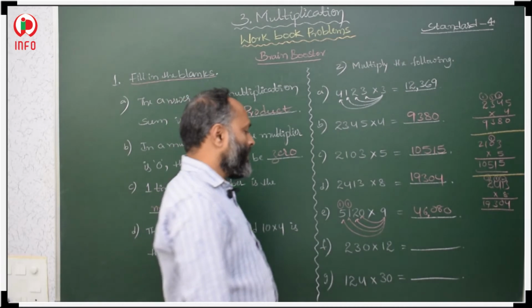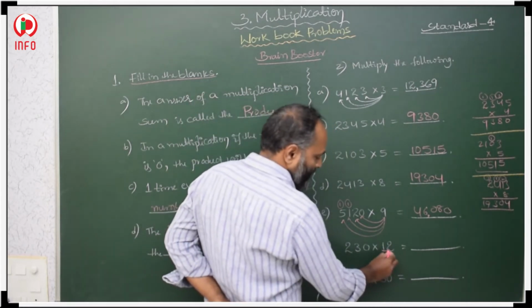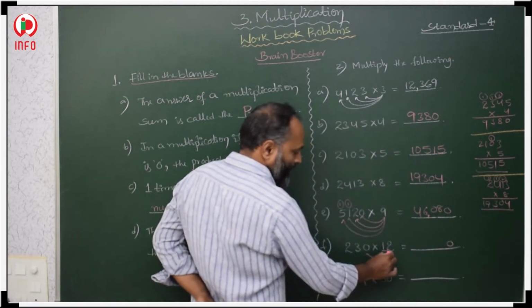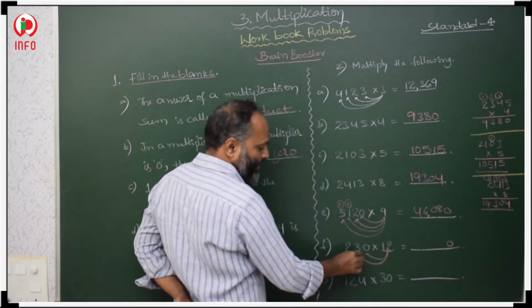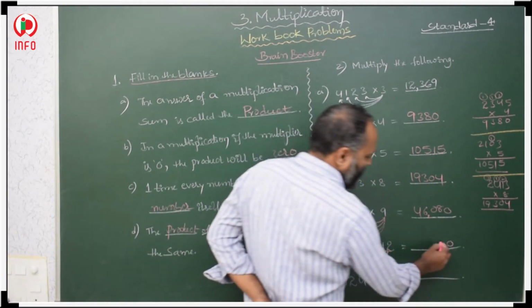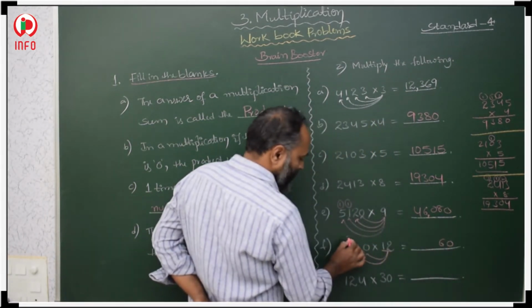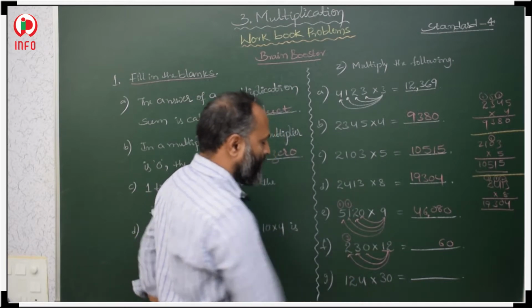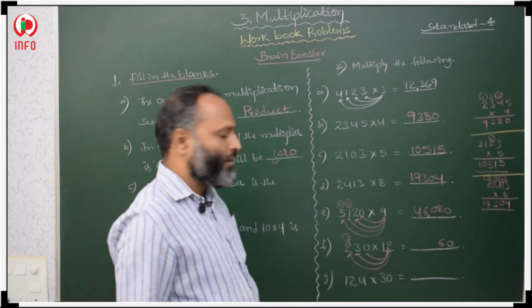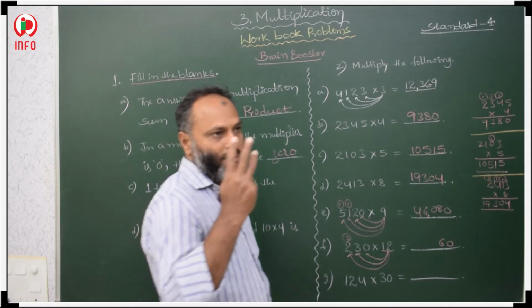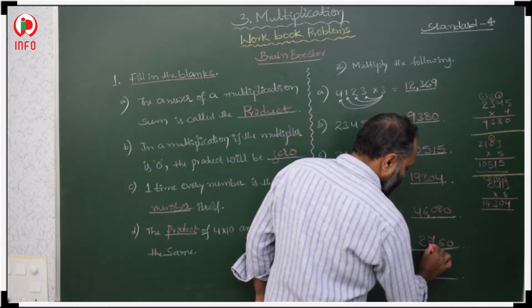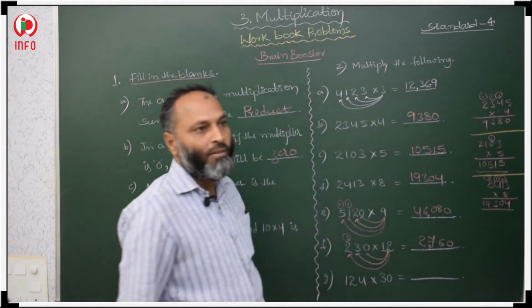Then 12 with 0. 12 zeros are 0. 12 with 3. 12 threes are 36. 6 here and 3 here. 12 twos are 24, 24 plus 3, 25, 26, 27. 2760.